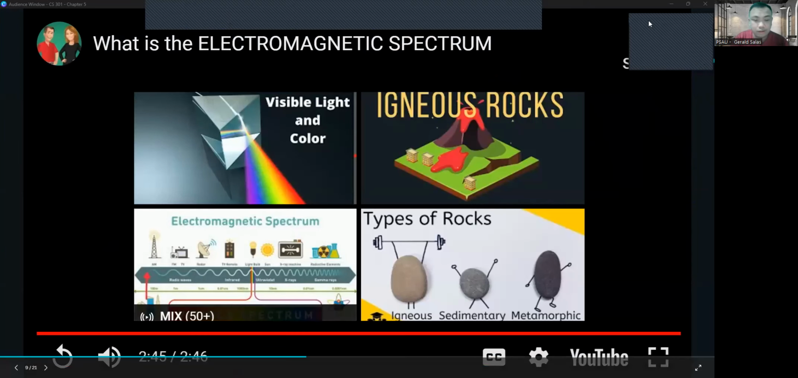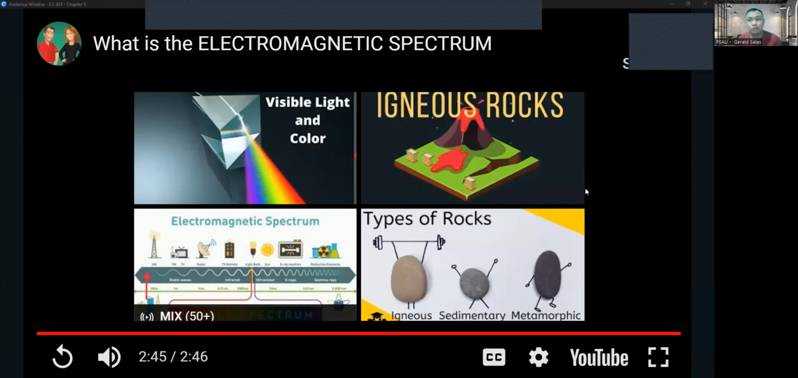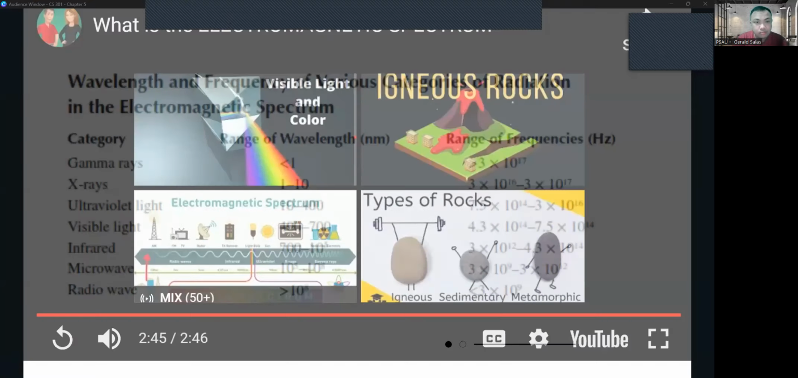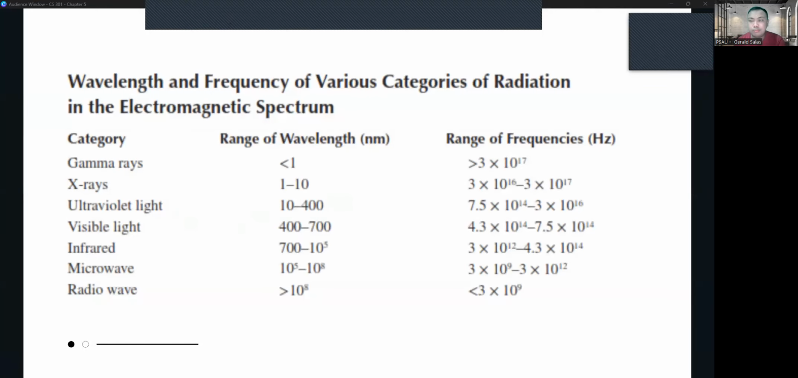Okay, so that's a very short video about the electromagnetic spectrum. So how do different rays vary in their wavelength and how are they used for different purposes? So this table, commonly we know all of this.